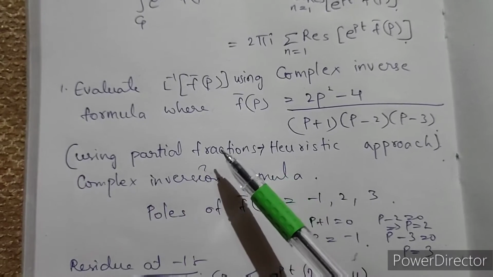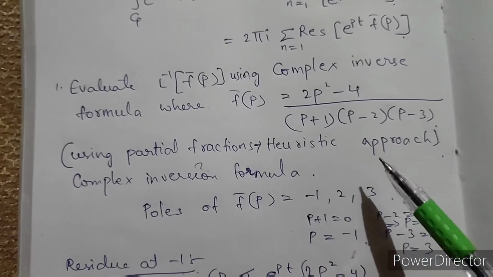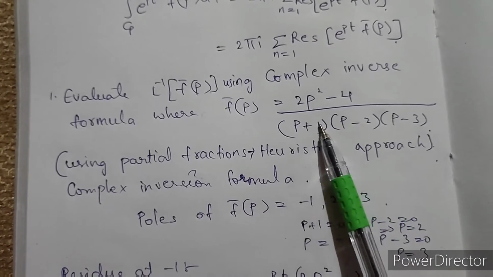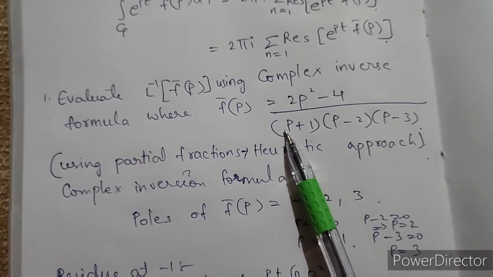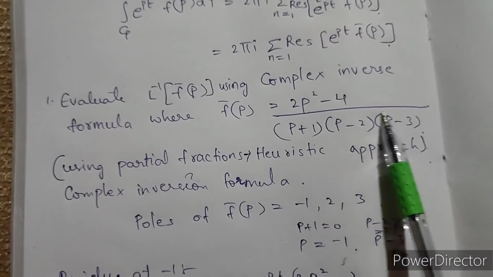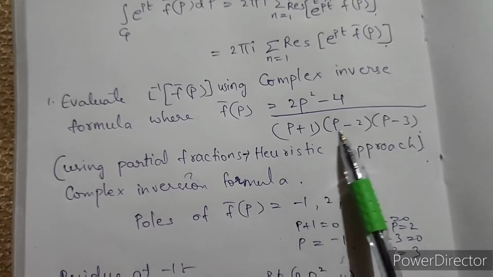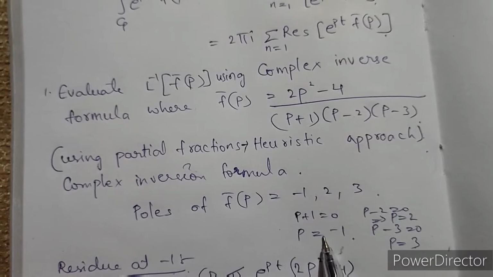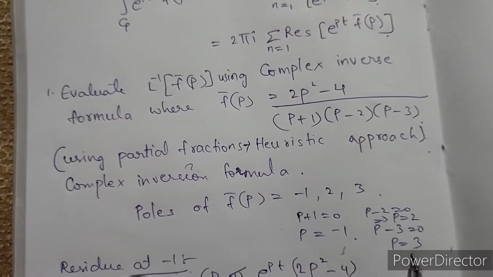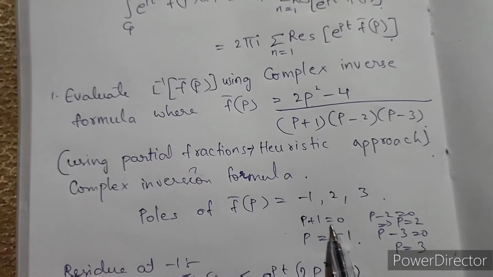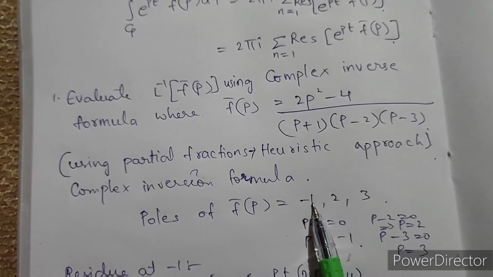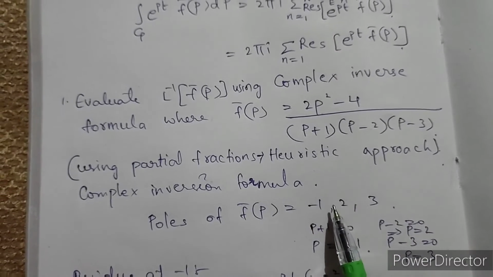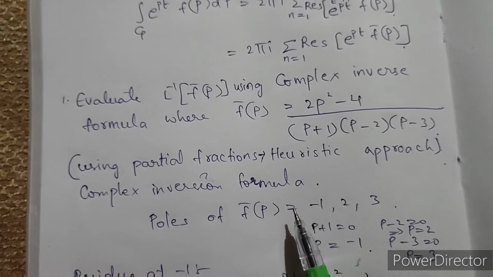So let's evaluate this. One method is the partial fraction method and the second method is the complex inversion formula. For this, first we need the poles. For poles, we check where the denominator value becomes 0. That is p plus 1 equals 0, p minus 2 equals 0, p minus 3 equals 0. So p equals minus 1, p equals 2, p equals 3. These are single poles because they are not repeated many times.